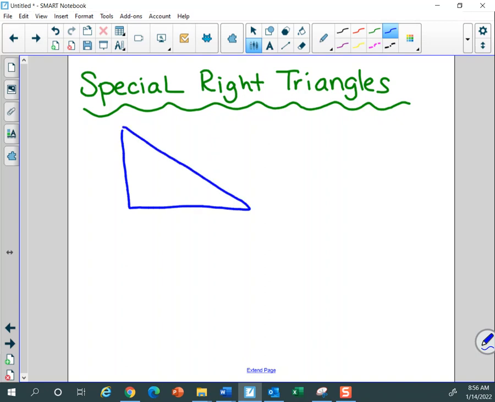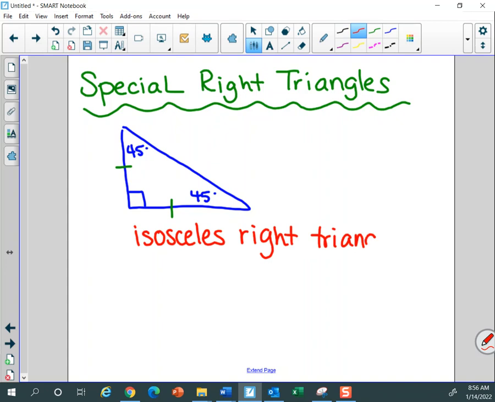Okay? The first one is this guy, where you've got a 90-degree angle and your other 2 angles are both 45 degrees, which makes both sides equal to each other. What's the name for this kind of triangle with 2 congruent sides? This is an isosceles triangle, right? So this is an isosceles right triangle. And some people might call it a 45, 45, 90 right triangle. A 45, 45, 90 triangle.